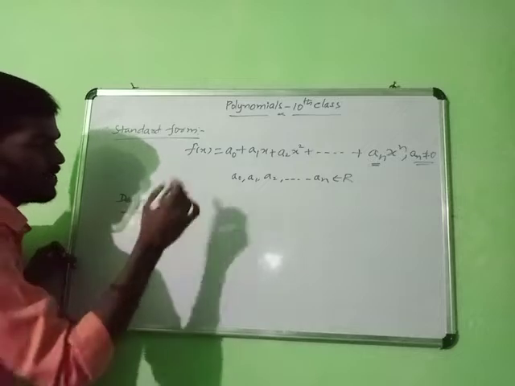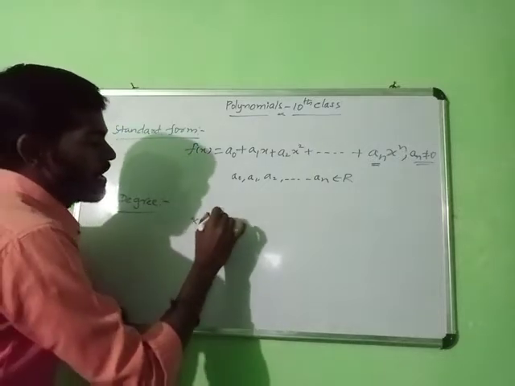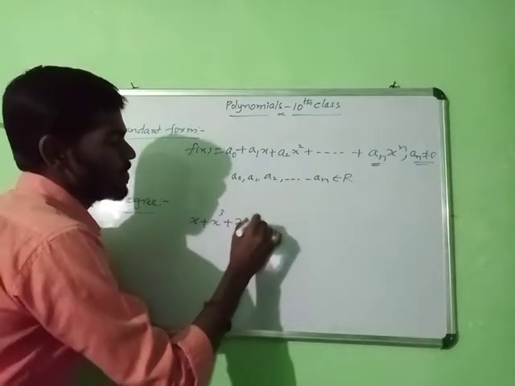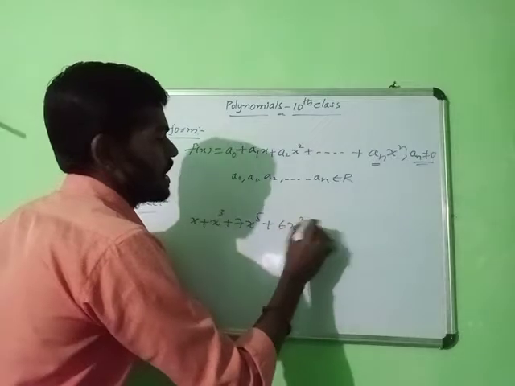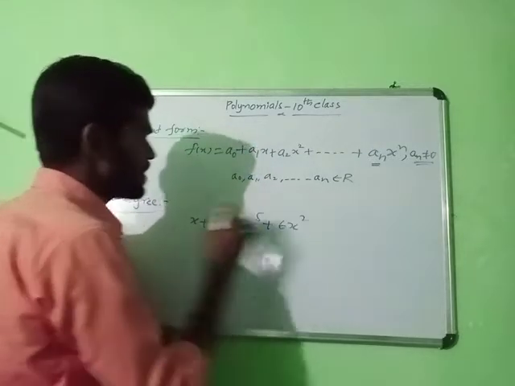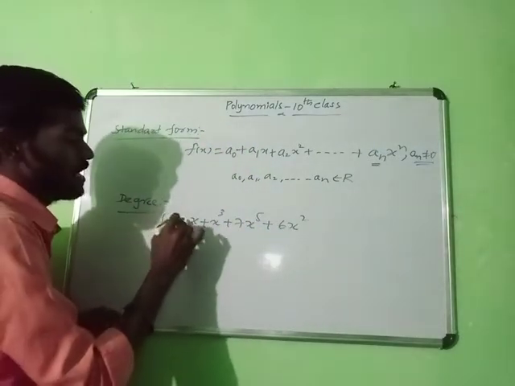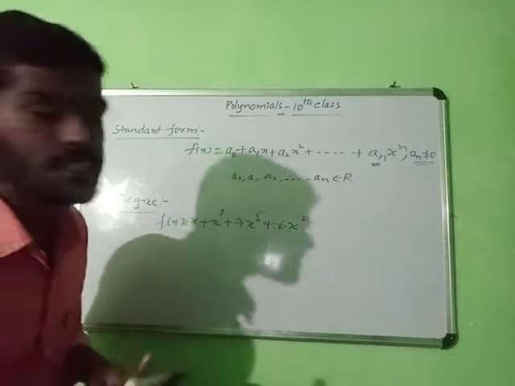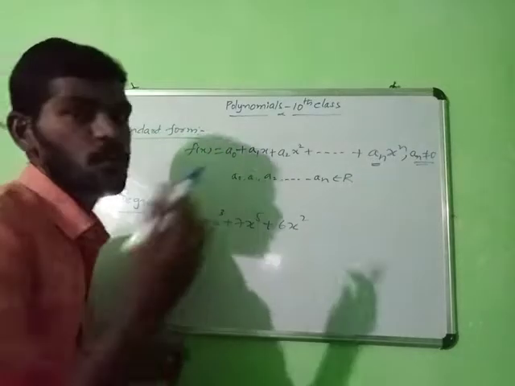Take, for example, x plus x cube plus 7x^5 plus 6x square. This is given, and this is one of the polynomials. How many terms are there? 1, 2, 3, 4. Four terms are there.